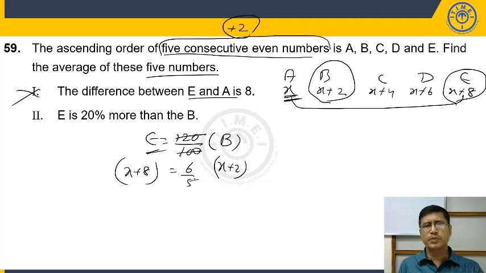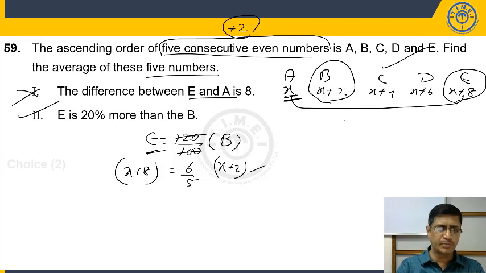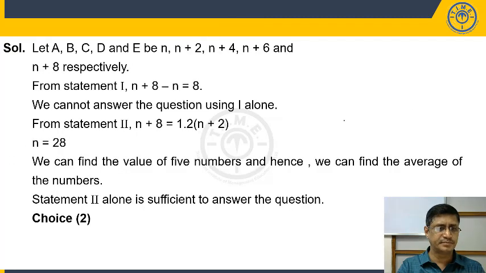Yes, my dear students, if you observe carefully here, an equation is given with one unknown variable. By cross multiplication and taking variables on one side, you can easily find the value of x. By using that value of x, we can find the average of all these numbers. The average is nothing but the middle number, that is x plus 4. So the right choice is option 2. The second choice is the right choice.